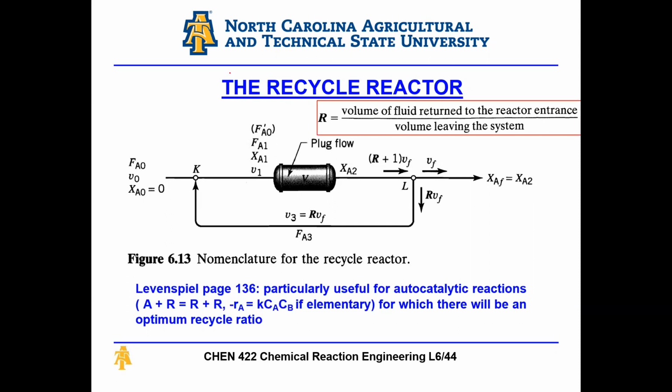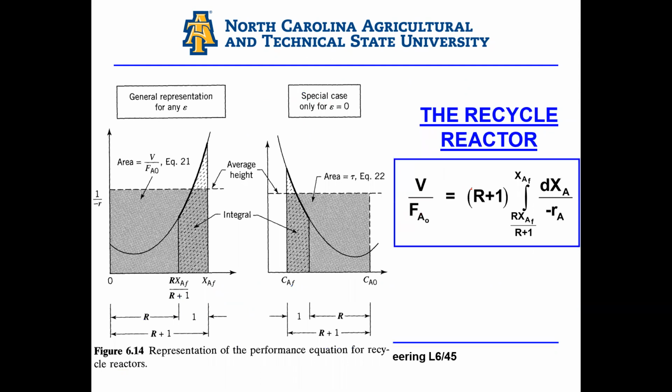And as we said before, R is basically the volume returned divided by the volume leaving. So it's this branch divided by this branch, right? You should also be aware that some books define it differently. Some books define it as this branch divided by this branch, whatever it is, just be aware of this recycle ratio. In our course, we're using volume returned over volume leaving. Okay, and this is the performance equation for a recycle reactor.